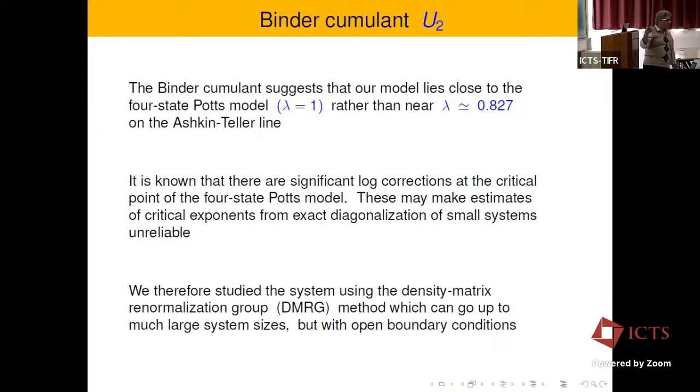It's just an indication. I'll give you better proof now that our 3-spin model is not exactly at lambda equals 0.827, but is actually at the 4-state Potts model. You'll see that the reason we were fooled by our exact diagonalization results is that our system sizes were just too small. We didn't know about the log corrections at that point. So what we studied then is the density matrix renormalization group, which allows us to go to much larger system sizes. Except that DMRG works best with open boundary conditions, whereas all our exact diagonalization results were for periodic boundary conditions.